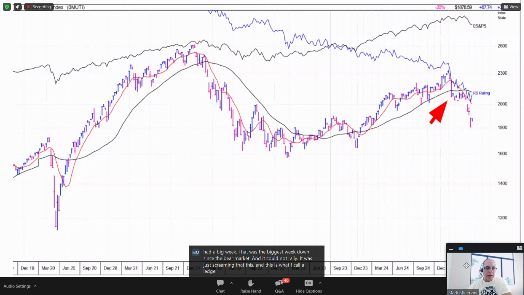A friend of mine, Lauren Fleckenstein, who used to write for IBD and then went to trading markets, wrote an article on this. You can probably dig it up somewhere online, about this ledge pattern, and it's what I look for to short. It's when you break below the 200, you go straight sideways, you can't rally, and then you start breaking down from there.